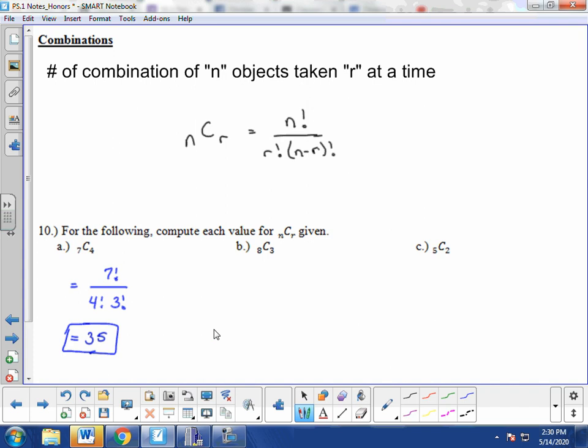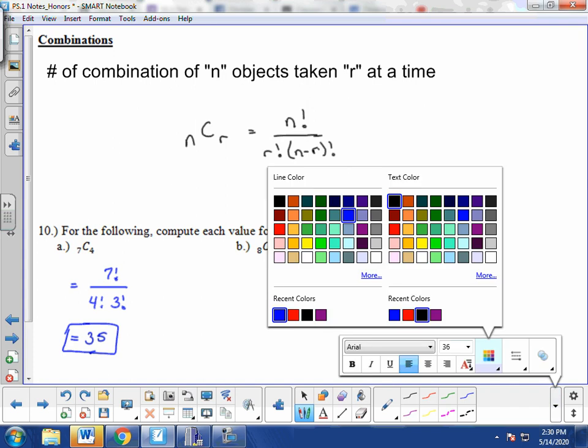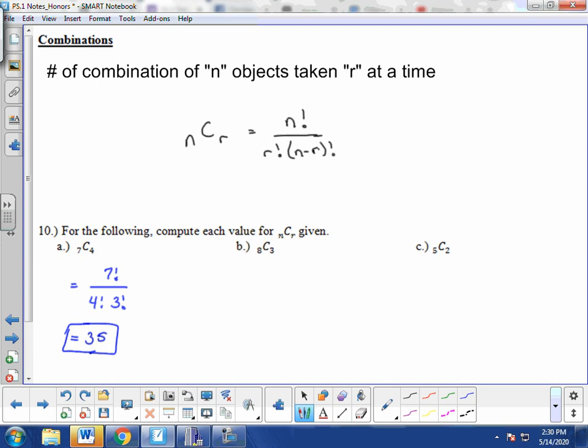Same thing for B. So again, we have a group of 8 and we're going to choose 3. So let's say the Oregon Ducks uniform is a common example. Let's say they have 8 choices of helmets, pants, jerseys, socks, etc. They have way more than that. But let's say they have 8 choices, and they're going to put 1 helmet, 1 jersey, 1 pant together, and how many combinations could they have? So that's what this 8 choose 3 would represent. So it would be 8 factorial over 3 factorial times 8 minus 3, which is 5 factorial.